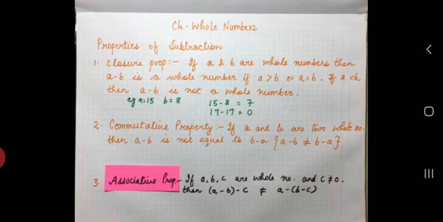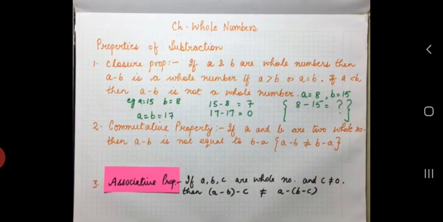But what will happen if a is less than b? Let's see. Here in this example you can see a equals 8 and b equals 15. Here a is less than b. So, a minus b, that means 8 minus 15. If we subtract 15 from 8, we shall get a negative number, minus 7. 8 minus 15 equals minus 7.